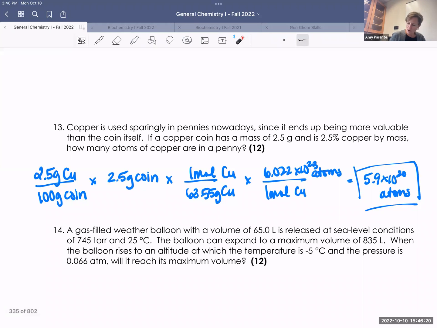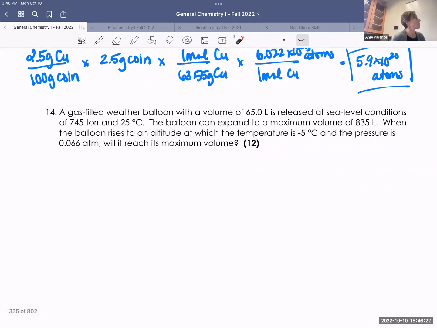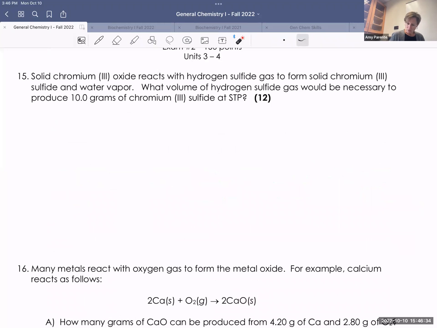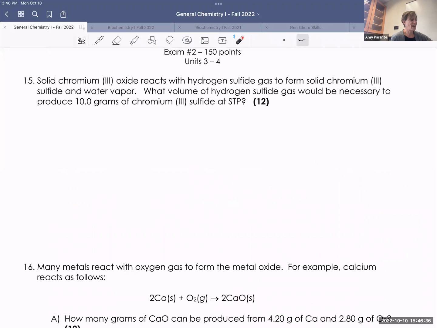Next problem was another gas problem. We just recently started doing our gas stuff. How do you guys feel about this one? You want to go through this one? What do you think? You're good? Oh, that is awesome. Here's a gas problem that's kind of a stoichiometry problem. Good? Go over this one.